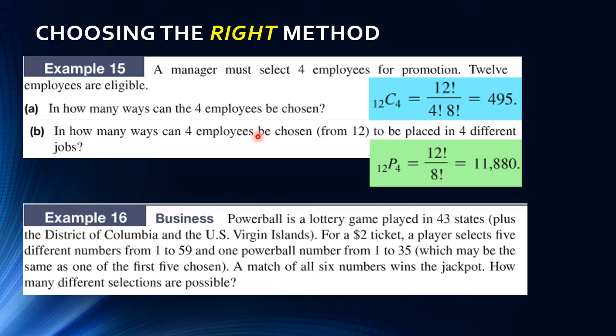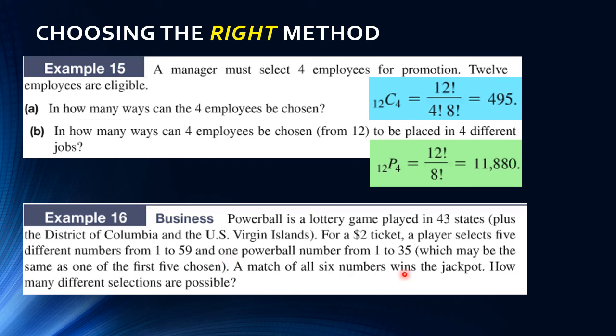Now, when you look at your lottery ticket, if you have the matching numbers, it doesn't matter the order they're in. If you had 1, 2, 3, 4, 5, 6 and those were the winning numbers, it doesn't matter if your ticket said 2, 3, 6, 5, 1 or whatever. So order doesn't matter, so this is a combination.